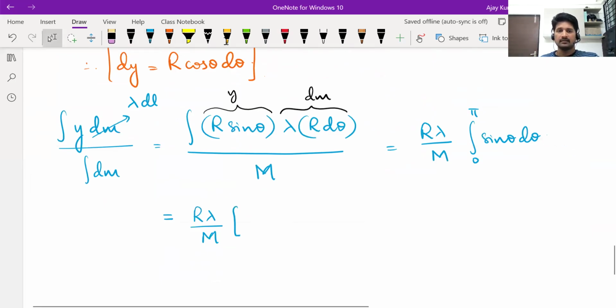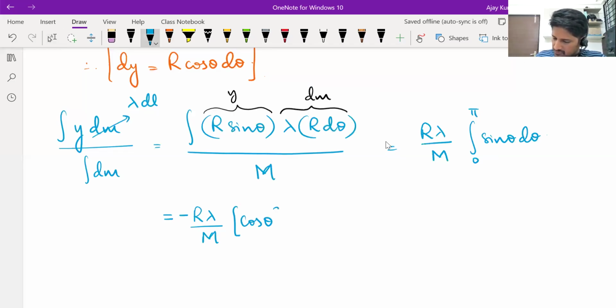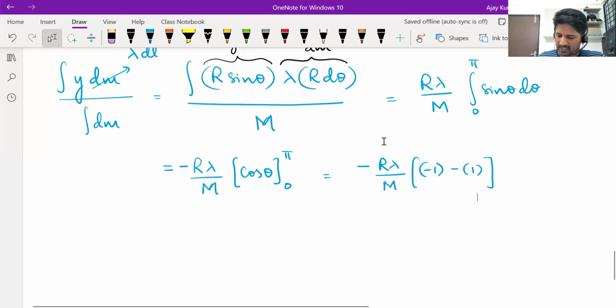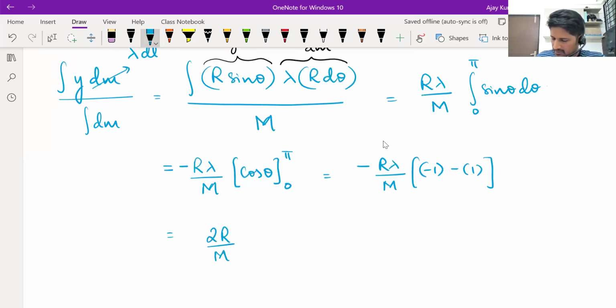Minus integral cos theta, minus cos theta. I'll put the minus outside, cos theta inside. We still have to substitute limit 0 to pi. So that becomes minus r lambda by m, cos pi. Cos 180 degrees is minus 1, minus of cos 0. Cos 0 is 1. Minus 1 becomes minus 2. Minus and minus cancel. You get the answer as 2r by m into lambda.